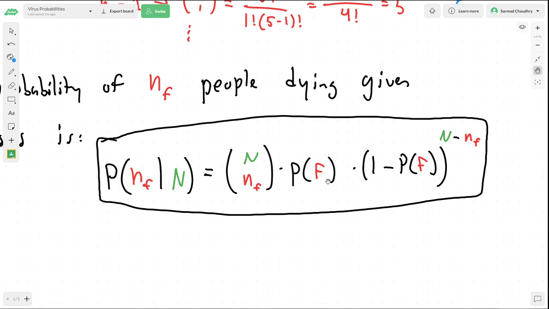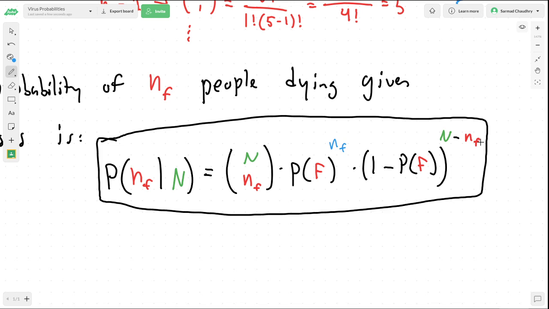Oh man, I think I made a mistake here. I didn't make much of a mistake. I just need to add one more thing here. Let's go ahead and make this a little small. This should be raised to the nf power. So it's the number of different ways you can do it, times the probability of fatalities to the power that you want to raise it to. So how many fatalities you're looking for, times the opposite of that happening, 1 minus p of f, to the remaining power, right?